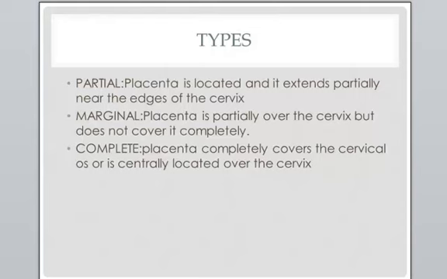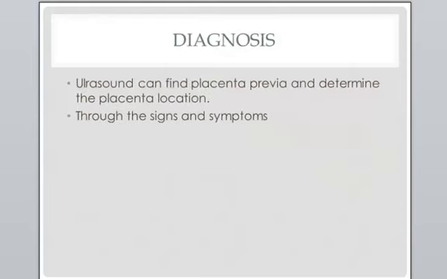How do we diagnose placenta previa? It's very simple. All you need to do is tell the woman to do an ultrasound. Ultrasound will help us to know the exact location of the placenta. So just order an ultrasound, and the signs and symptoms we have discussed in the previous slide will also help us to diagnose placenta previa.